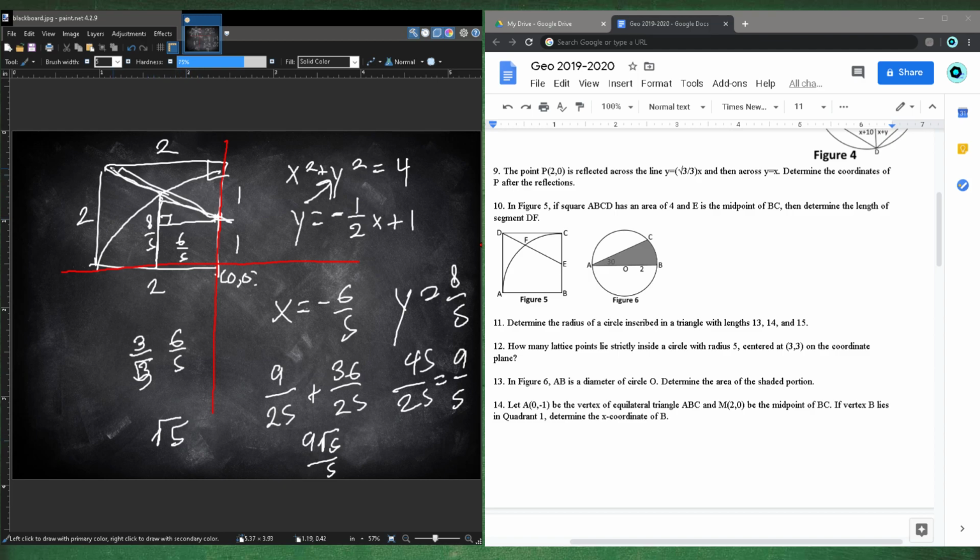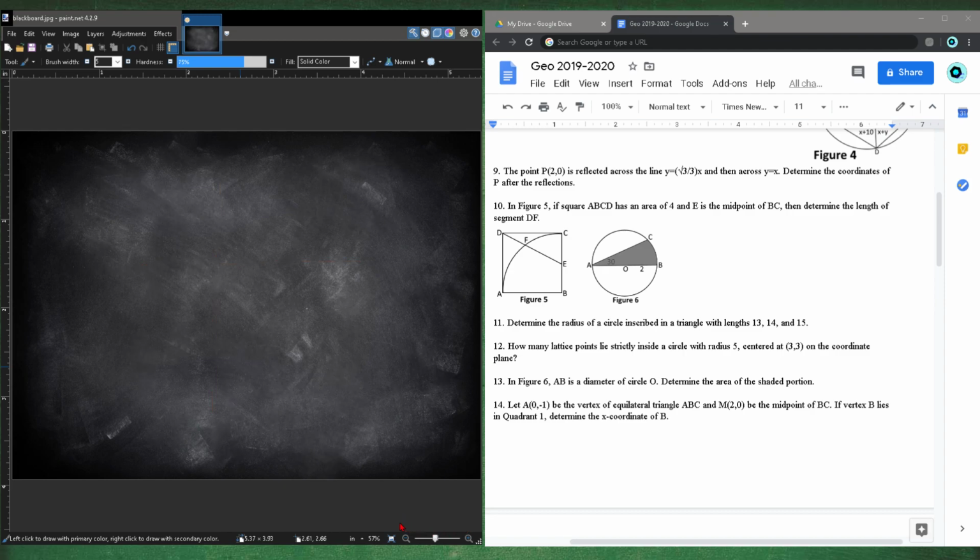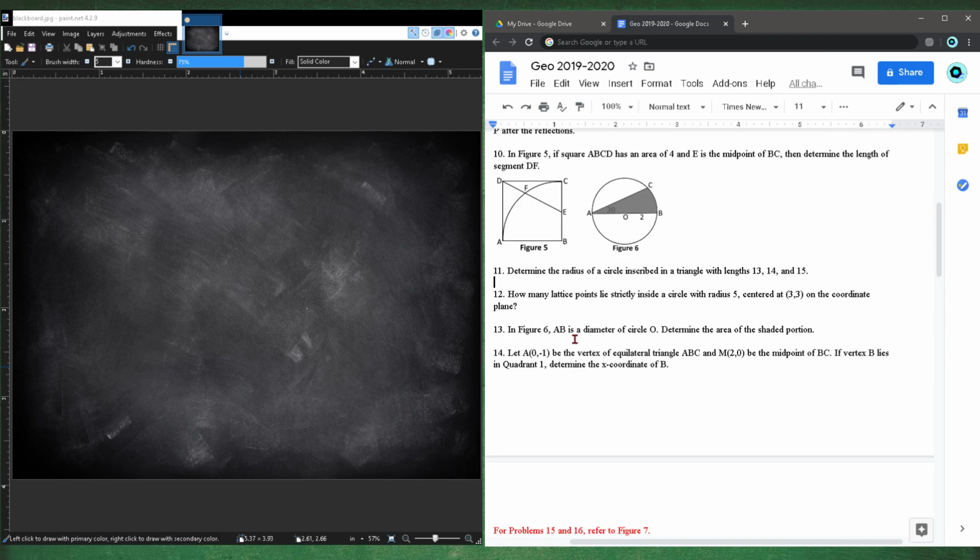So then we just need to subtract this length by this length. So square root 5 minus 9 square root 5 over 5. Oops, sorry. It's not 9. This is 3. I forgot to square root the 9. So 3 square root 5 over 5. So that's 2 square root 5 over 5. And that is your answer for number 10. Okay. It's a really long process, but yeah. You could solve a lot of things using coordinate geometry.